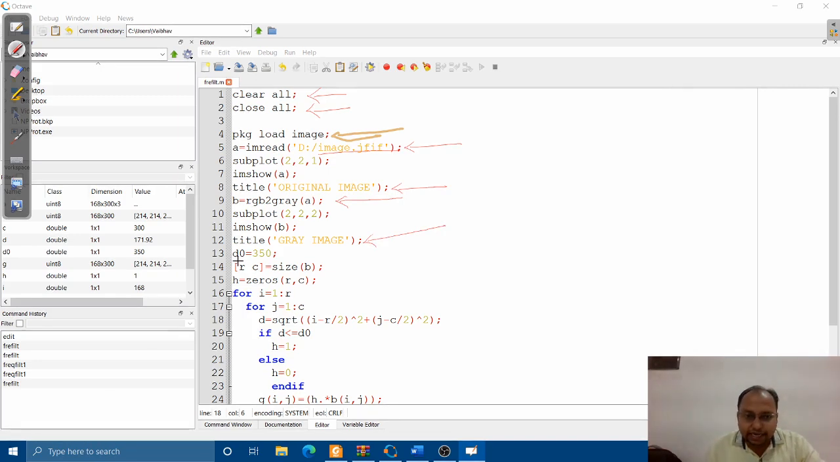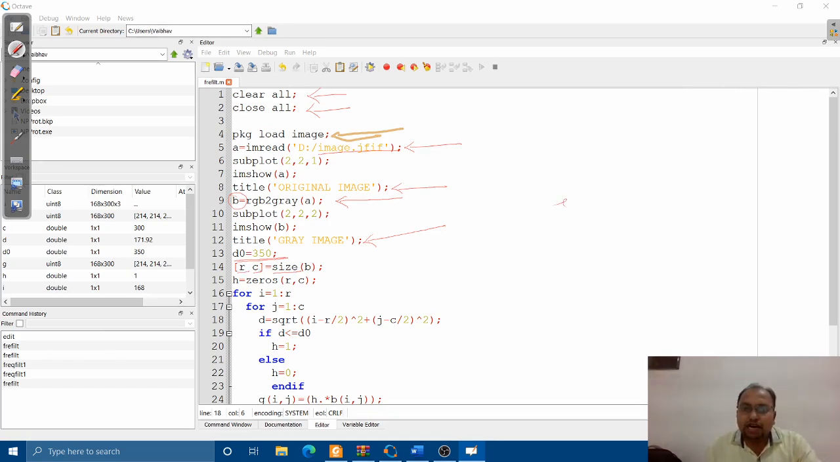Fine. Let us say now my D naught is nothing but 350. D naught is my cutoff frequency. Fine. Now let us write size of B. What do you mean by size of B? This is going to load the number of rows and number of columns of size B to the R and C variables.